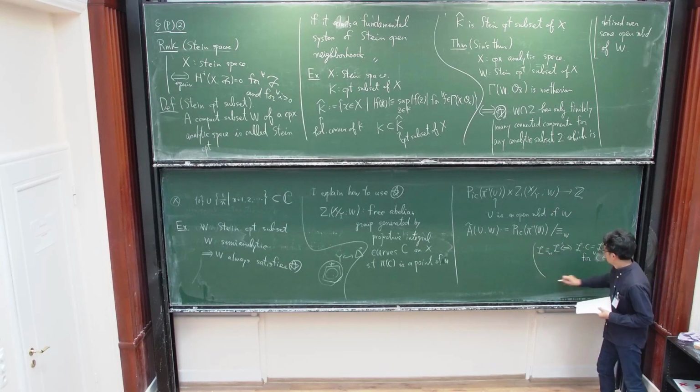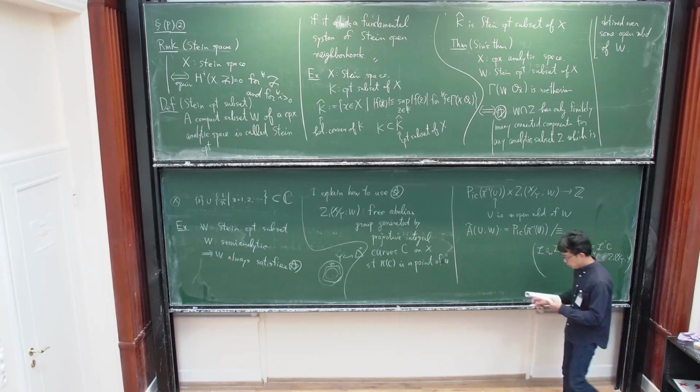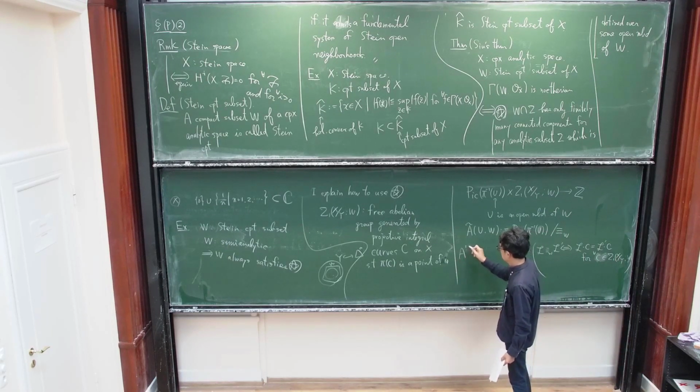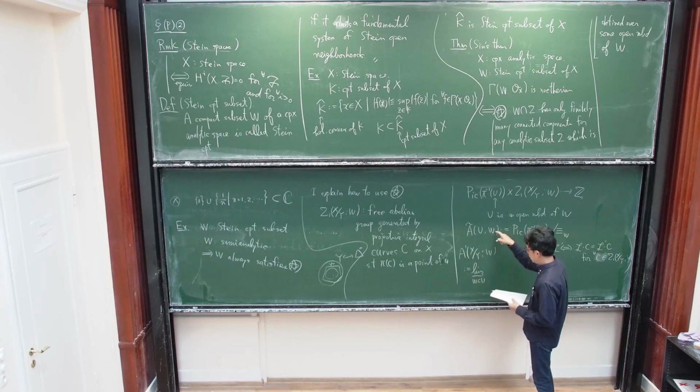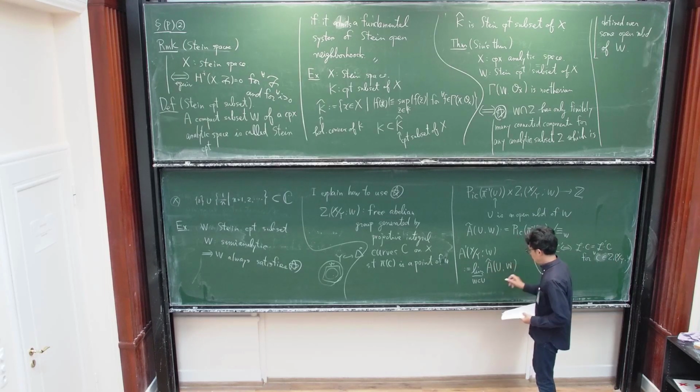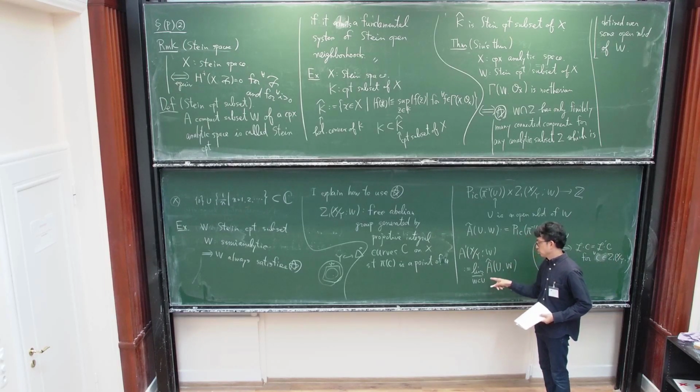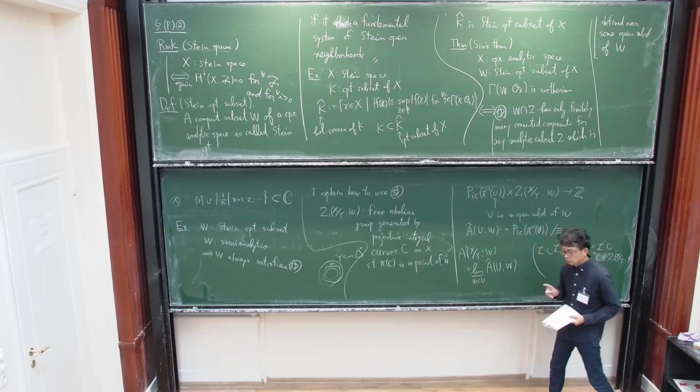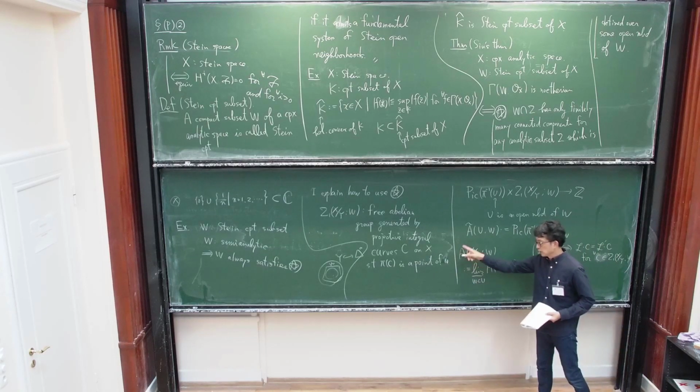And we put A1 X over Y W as the direct limit of this, where U runs through all the open neighborhoods of W. Okay, so this is a variable.